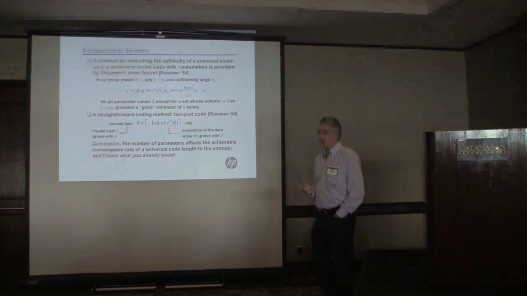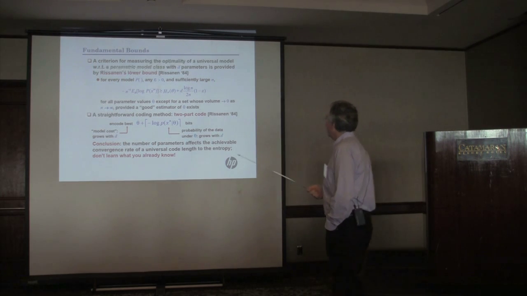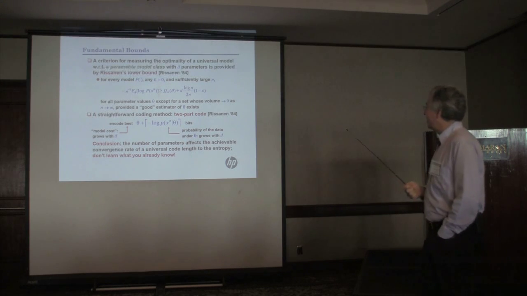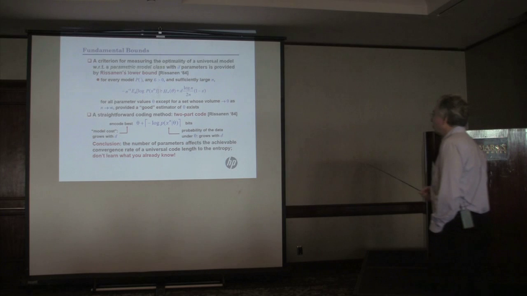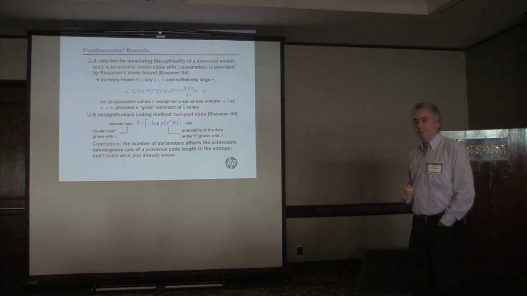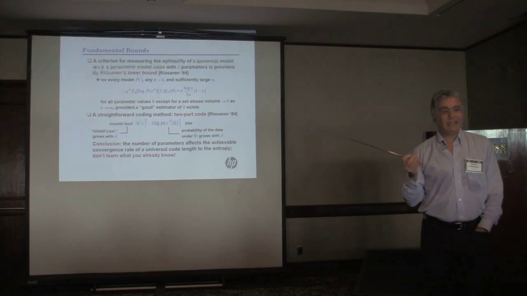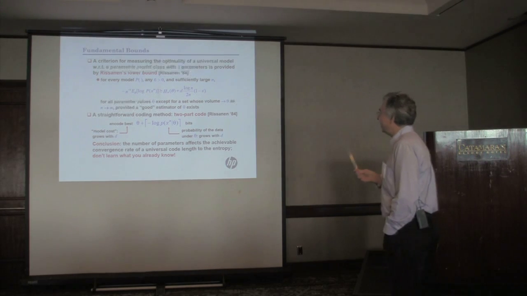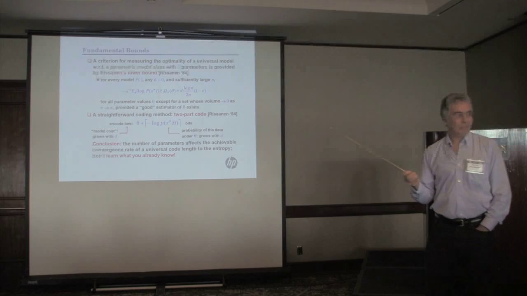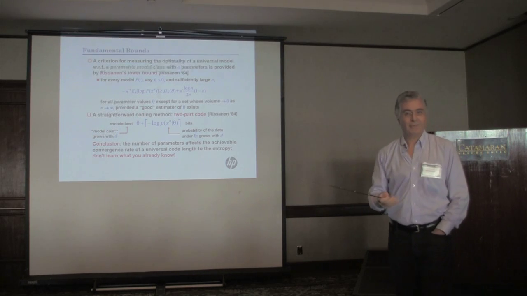So the conclusion from this slide is that the number of parameters affects the achievable convergence rate of a universal code to the entropy. And there is a sentence I will use throughout the data compression part of this presentation: don't learn what you already know, because it has a cost.